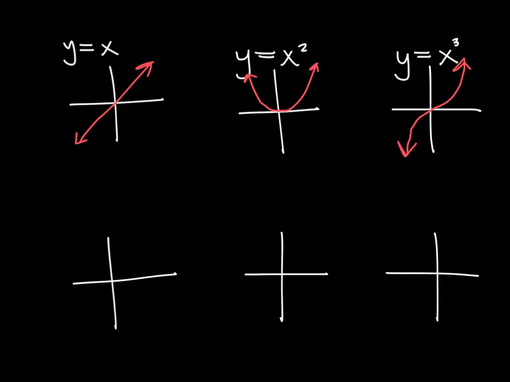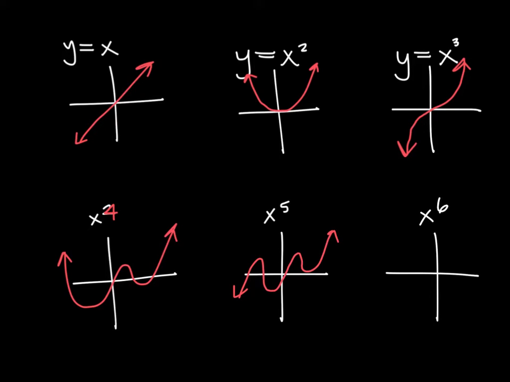On these others, I haven't really written what they look like, but something with x to the fourth might look like this, kind of like a weird W. I don't know why I wrote that. Something that looks like x to the fifth could look like this. And then x to the sixth. They're just going to get bigger and crazier. Let's see, x to the sixth.